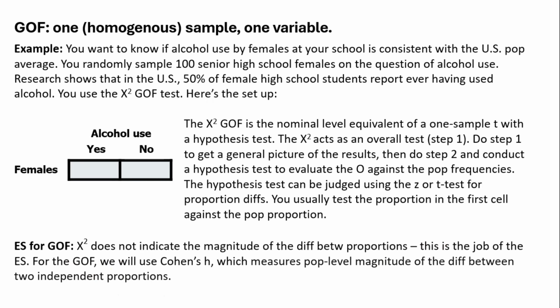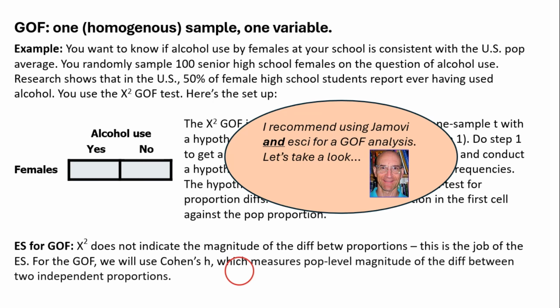As before, in terms of an effect size, the chi-square does not indicate the magnitude of the difference between two proportions, like we mentioned before. This is the job of the effect size. So for the goodness of fit, we can use Cohen's H, which measures the population level magnitude of the difference between two independent proportions. I recommend using Jamovi and ESCI for a GOF analysis.